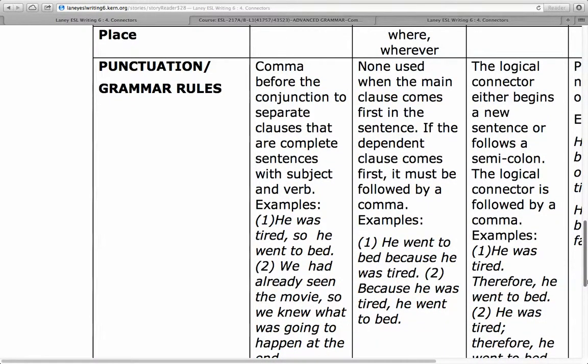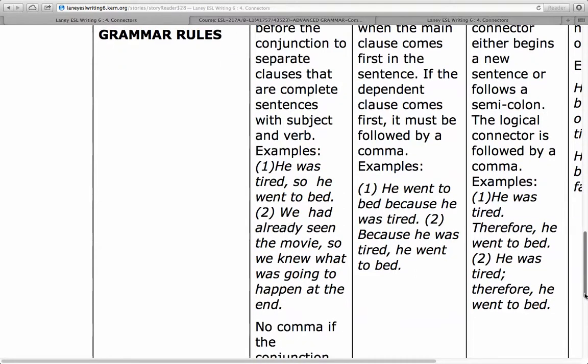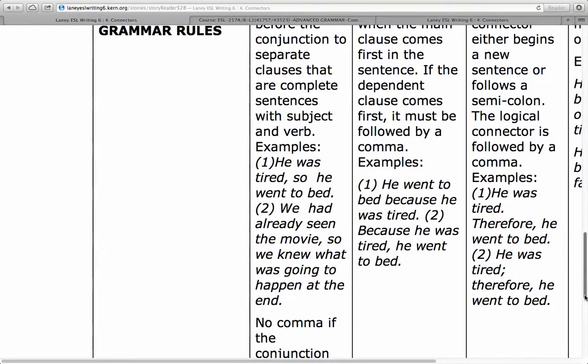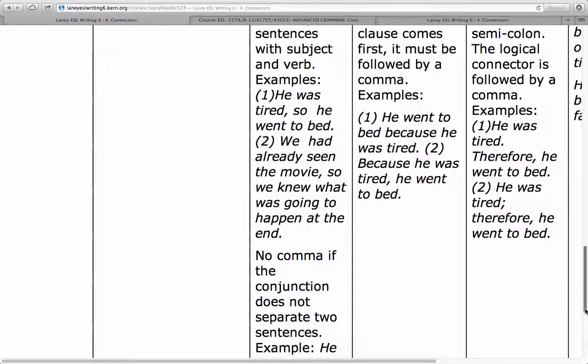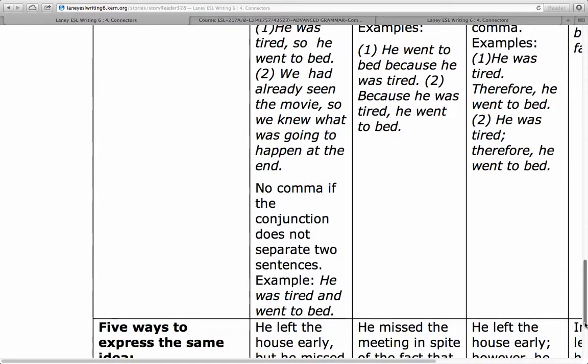Comma before the conjunction to separate clauses that are complete sentences with a subject and a verb. And you've got examples. He was tired, comma, so he went to bed. Or number 2, we had already seen the movie, comma, so we knew what was going to happen at the end. Okay, sometimes you use these conjunctions in sentences that are not 2 complete sentences, and then there's no comma. So if I say he was tired and went to bed, there's no comma.